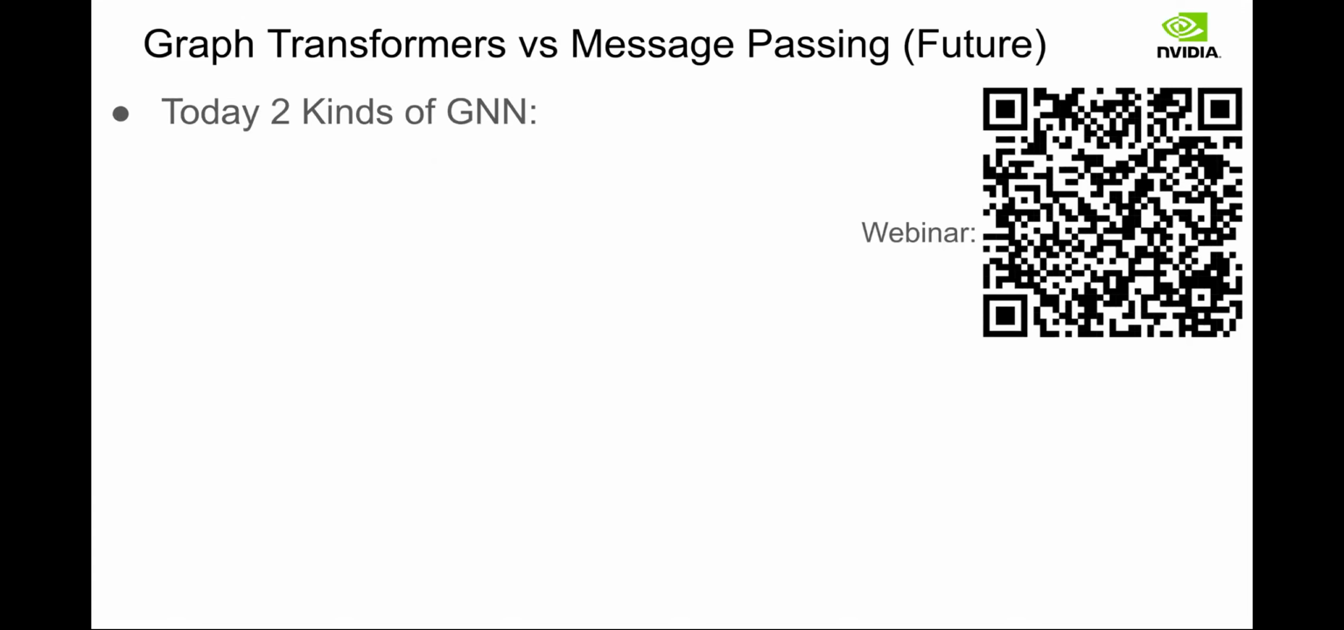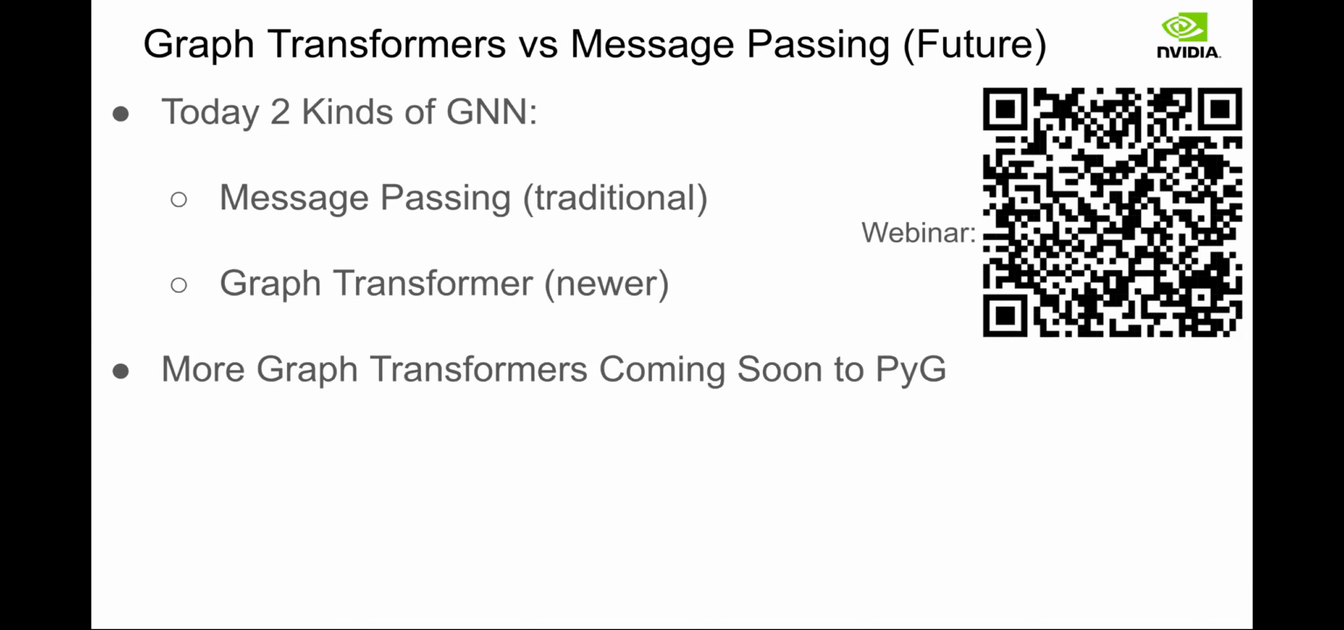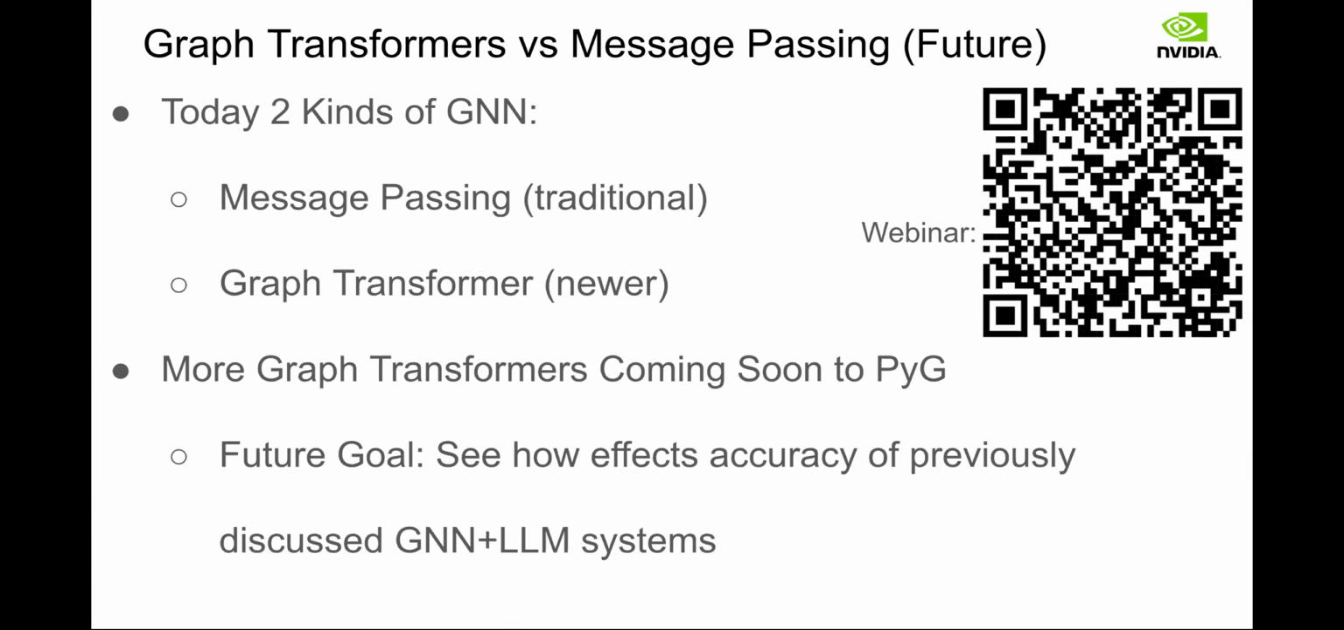As a final note, today there are 2 kinds of GNNs. The traditional kind are the message passing GNNs. Then there are graph transformers, which are newer. See the QR code for a webinar on the topic I gave with Stanford and Kumo. I'm working with the community to get more graph transformers added to PyG. My goal would be to see how these affect the accuracy of the previously discussed GNN plus LLM systems.